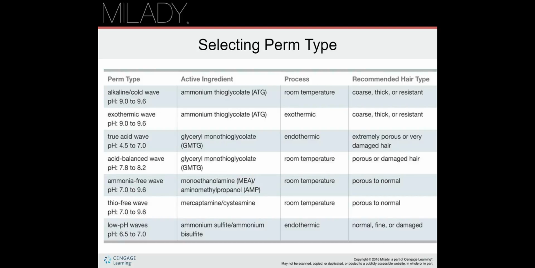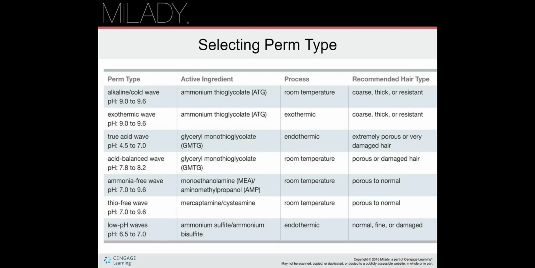So when selecting the perm type, let me see what page this is on. This is on page 606 of your textbook. These are the things that you're going to need to take into consideration. To the far right is the recommended hair type. So coarse, thick, or resistant. We have extremely porous or very damaged. We have porous or damaged. We have porous to normal, and normal, fine, or damaged.